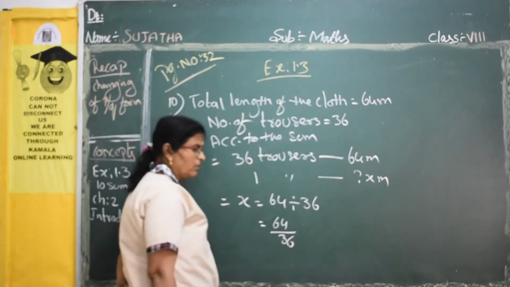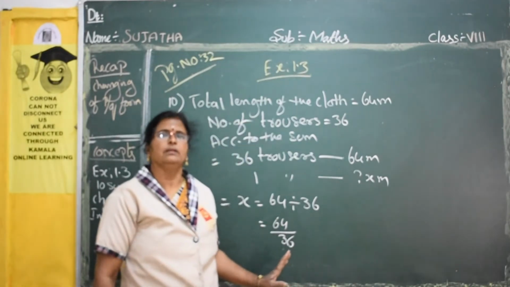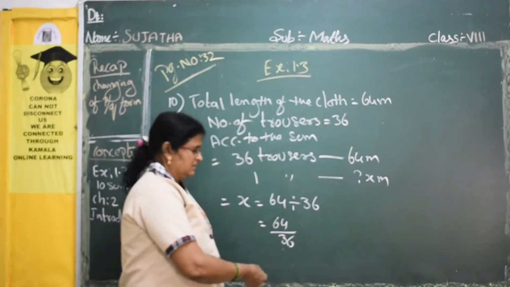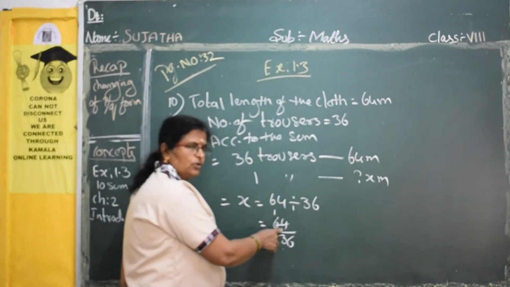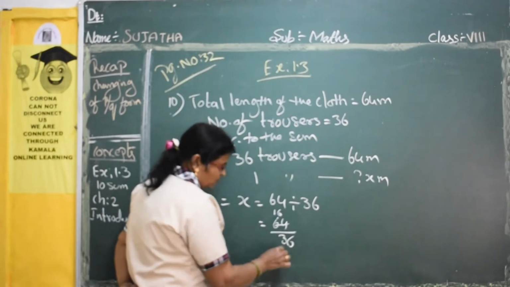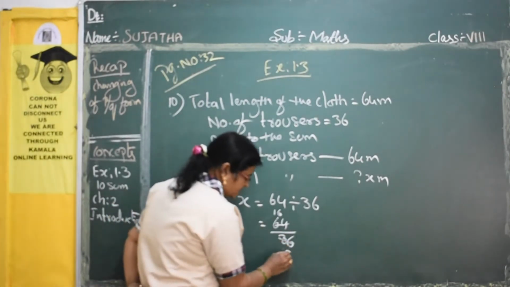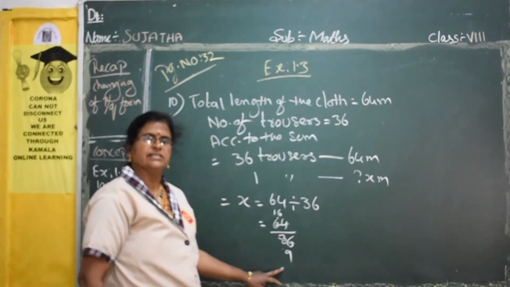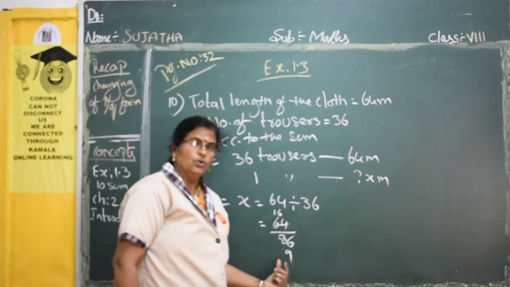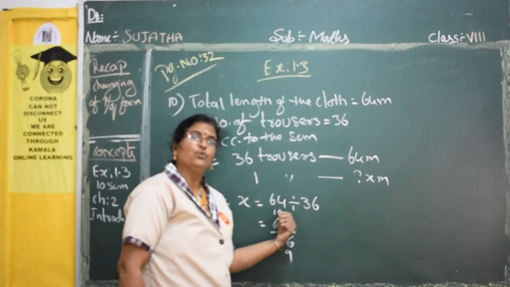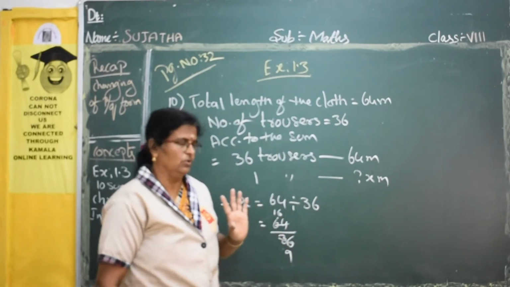Now, which is the common table for 64 and 36? Which is the common table? The 4 table we can take. 4 ones are 4, 6 minus 4 is 2, 2 4s are 24, 4 6s are 24. Again in the 4 table how many times will 36 come? 9 times. Okay, 16 by 9. Is there any common table to simplify 16 and 9? No, it will not come in the 3 table, it will not come in the 4 table. So simplification means you should take the common table only.